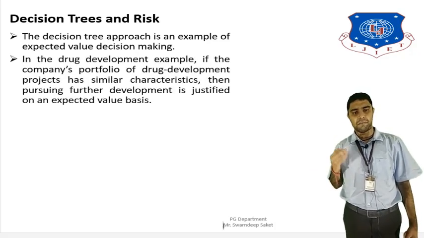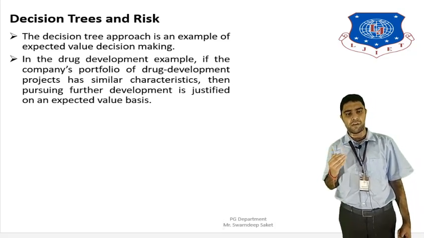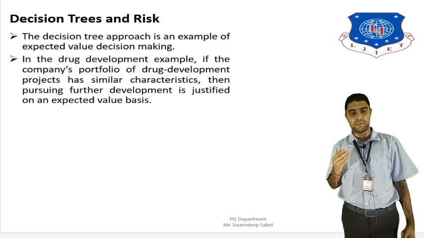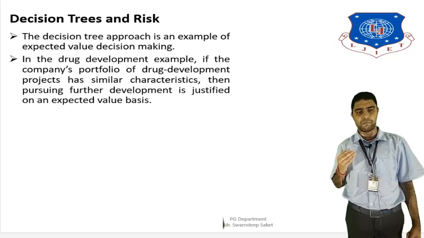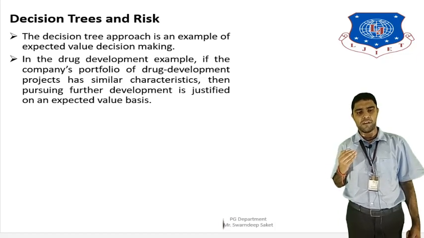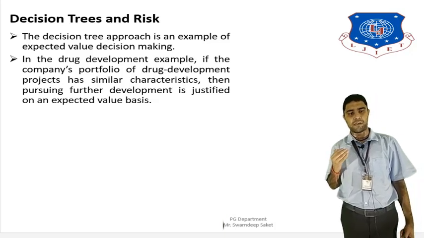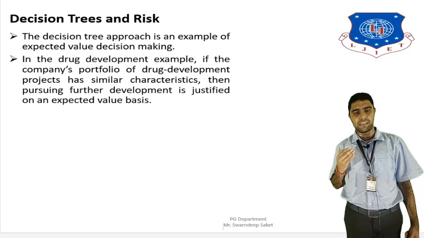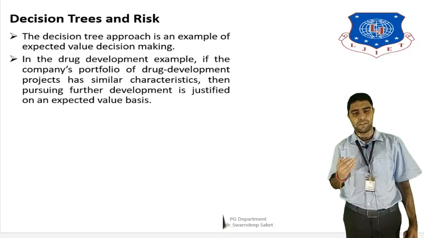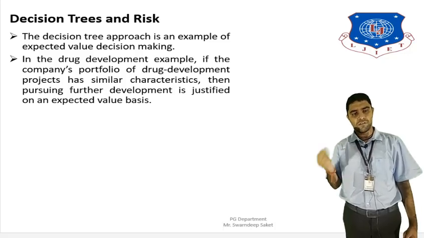Take the drug development model as an example. If a company's portfolio has drug development projects with similar characteristics, then pursue further development. Further development must be justified on an expected value basis. So the expected value will be calculated for the portfolio of the drug development model, which shows the decision tree and the risk analysis of that project using the Monte Carlo simulation. It will draw a decision tree for that drug development model and simulate the result. After that, risk analysis is used in the decision tree in Monte Carlo simulation.